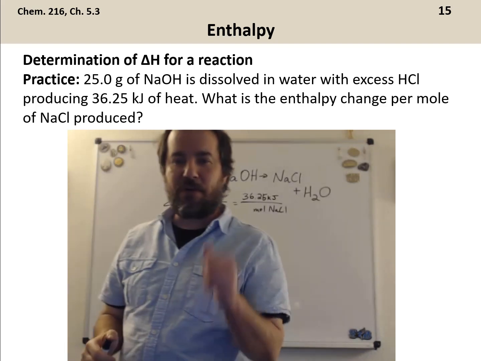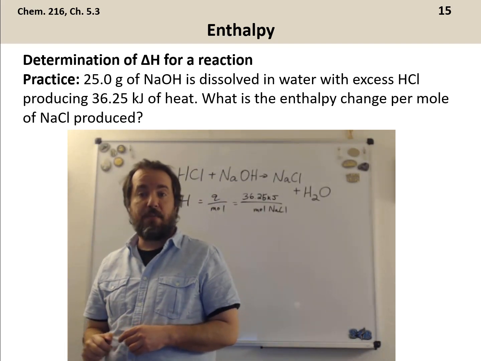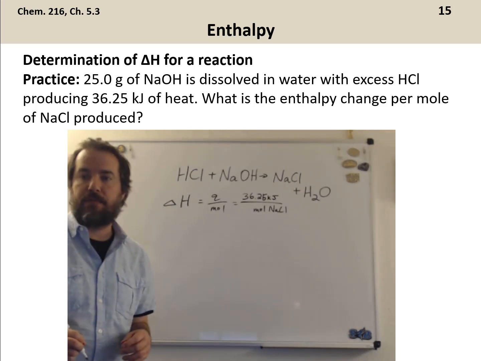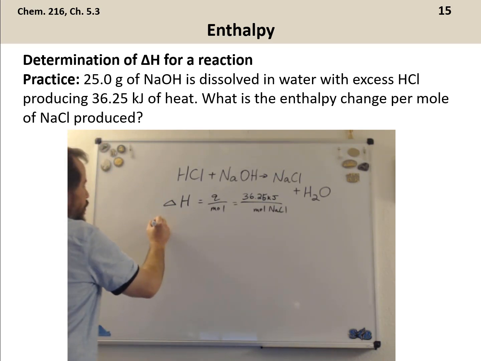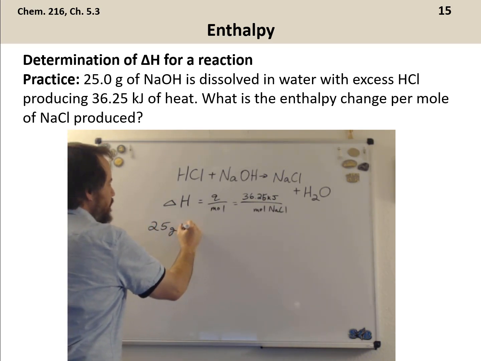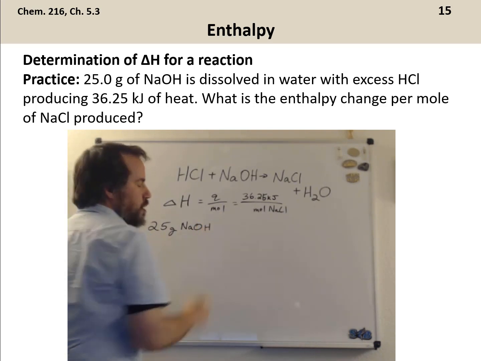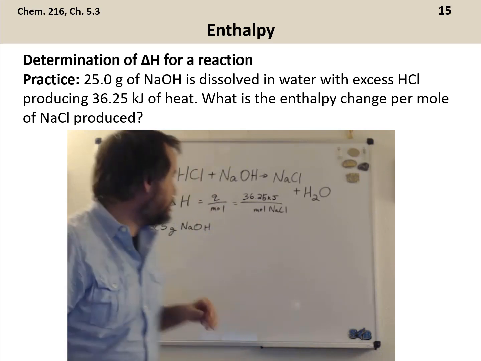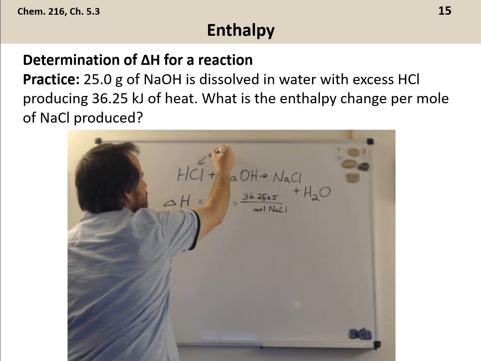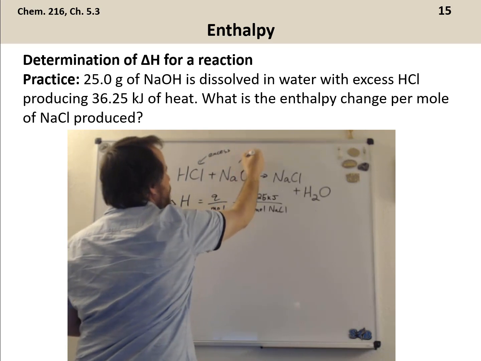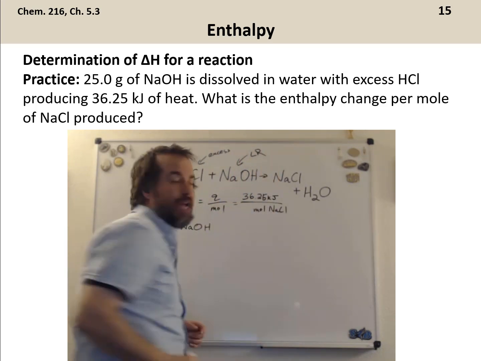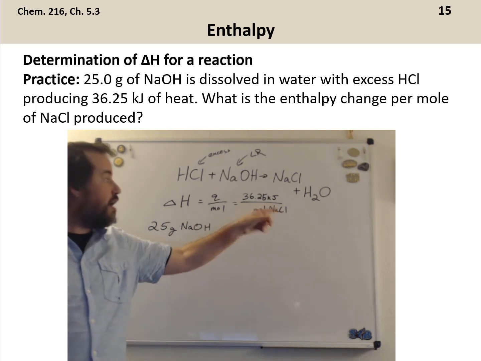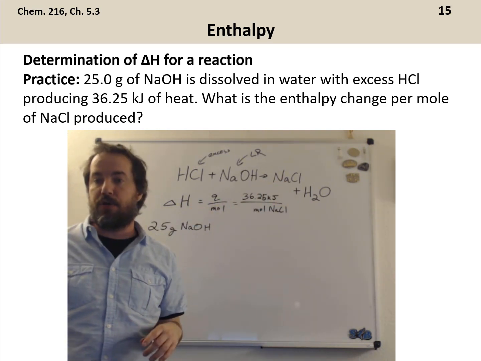And here's where we have to remember something else from Gen Chem 1, and that's that stoichiometry is important. So let's say we have 25 grams of NaOH. We're told here that we have excess HCl. So if I have excess HCl, that means that NaOH is my limiting reactant. So I can use this 25 grams NaOH to figure out how much NaCl is going to get produced.